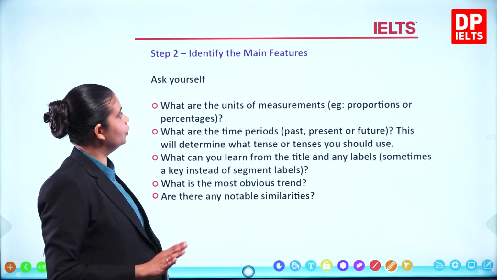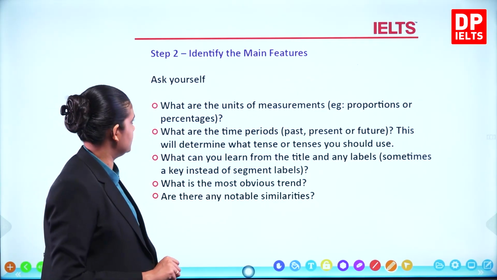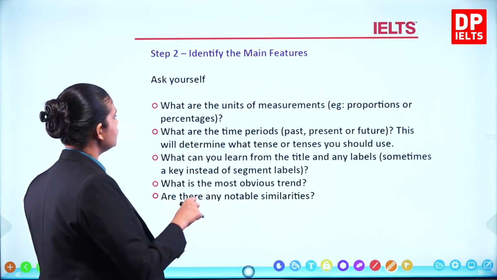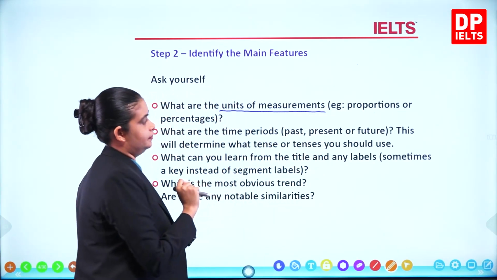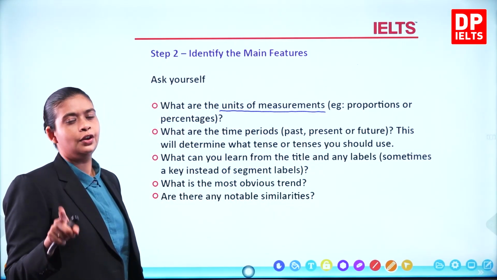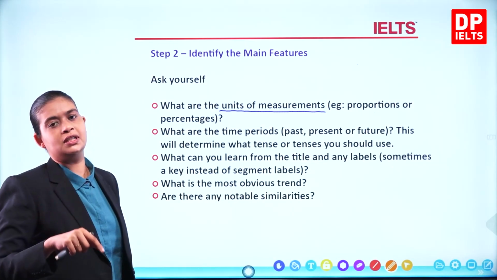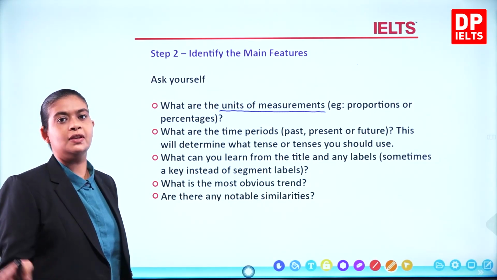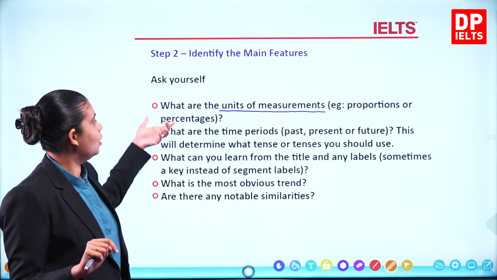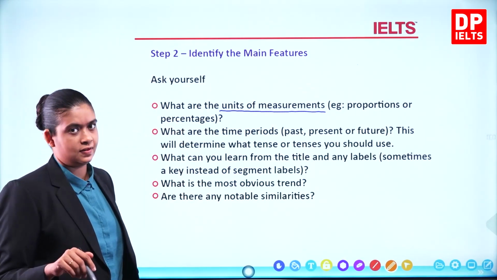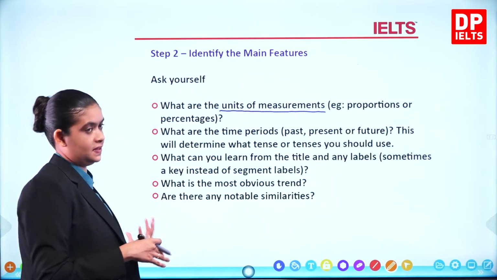Step 2, you need to identify the main features, right? So you ask yourself, what are the units of measurement? Now here, you don't have the vertical and the horizontal axis. Why? Because it's a pie chart. So you could ask yourself, what are the units of measurement? Is it in proportions or is it in percentages?